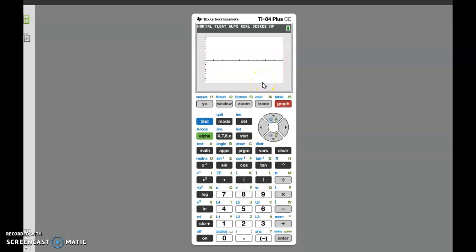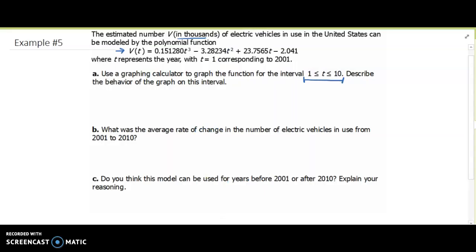So what I want to do is make my calculator go to where all the action's happening. So if I go here to zoom again, and I go to, let me find it, zoom fit. Okay, that's going to show me where all the action is. So I'm going to go to zoom fit and hit enter, and there's my graph. Okay, so if I go back to my notes here, I can see that the graph goes up and then it kind of levels off and then it starts to go up again.